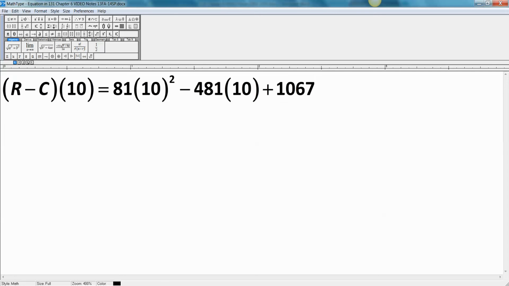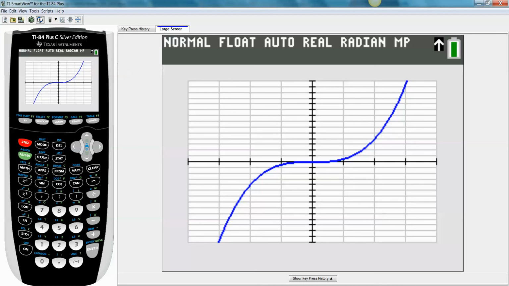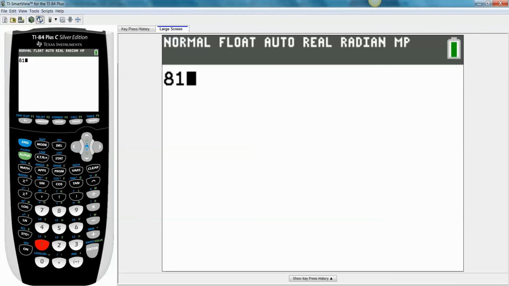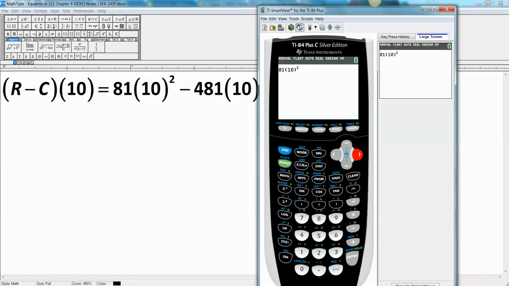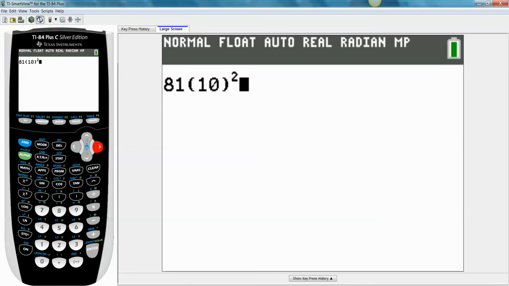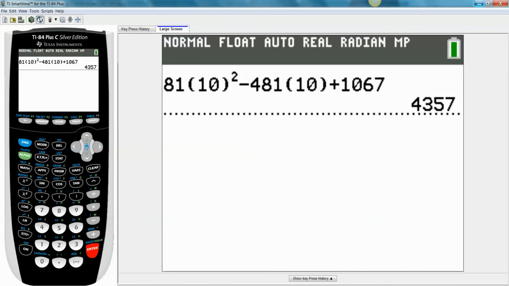And then we're going to make a calculator find this, right? So let's see. I want to quit and get out of here. I want 81 times 10 squared. Minus 481 times 10. Or if you like, put parentheses if you so desire. Parentheses 10. And then plus 1067. Enter. And we get 4357.